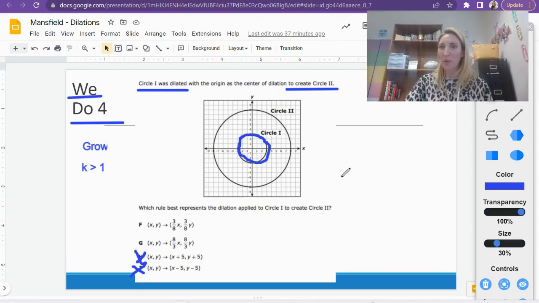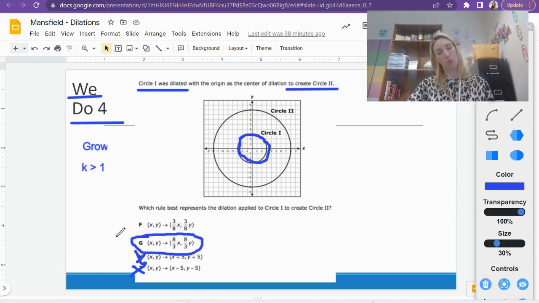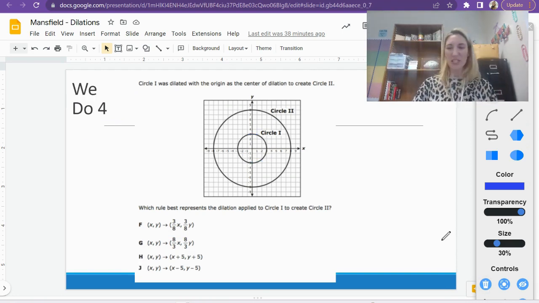So on your paper, go ahead and please write G, but don't write only G. Write the whole entire X, Y arrow, and then 8 over 3X, 8 over 3Y. Is that okay? Is dilation making a bit more sense? Are things fitting a little better in our heads? I bet it is, right? I trust you guys. So here we go.